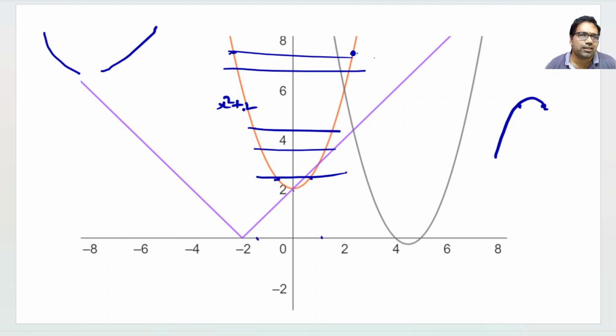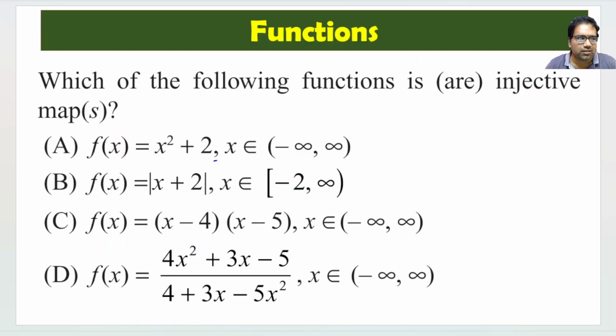Okay, so clearly x square plus 2 is not 1-1, if we are taking the entire domain as minus infinity to infinity. If we restrict it to 0 to infinity, yes, this can be made 1-1.